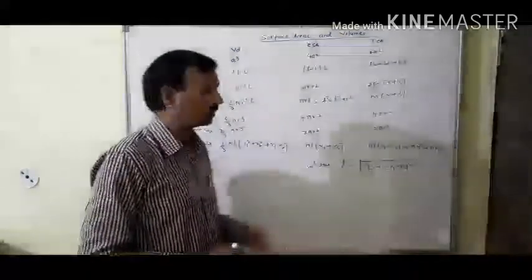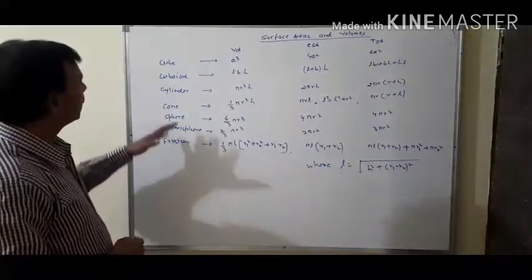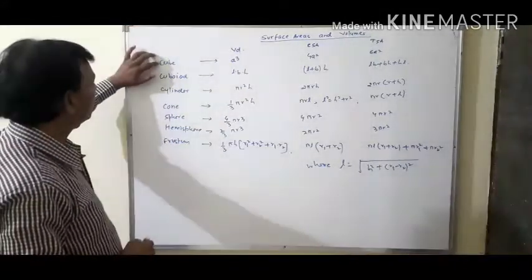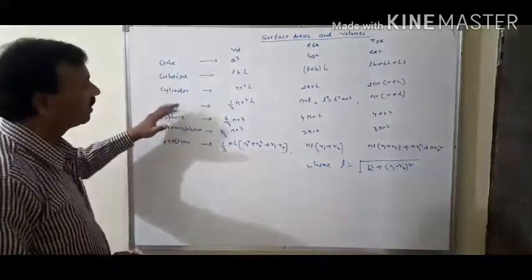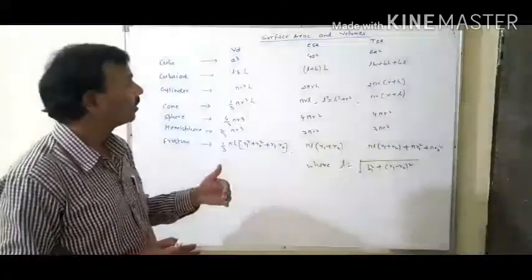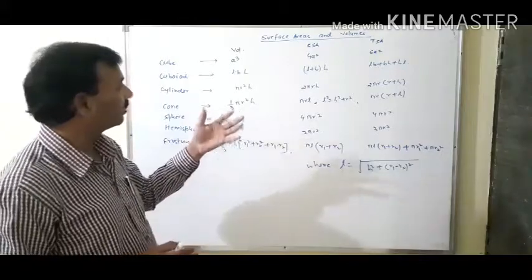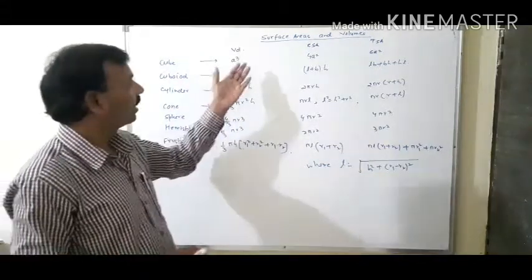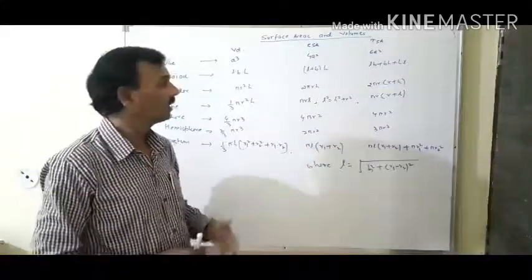But in this chapter we never study any one particular figure. Two or more figures come together, and then the question arises: what is the surface area of that combined figure, what is the volume of that combined figure, etc.